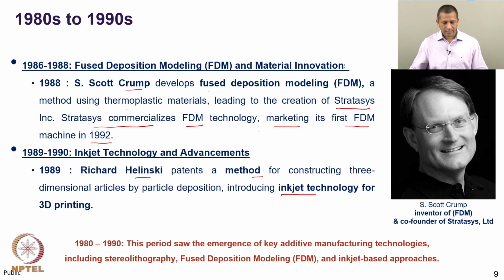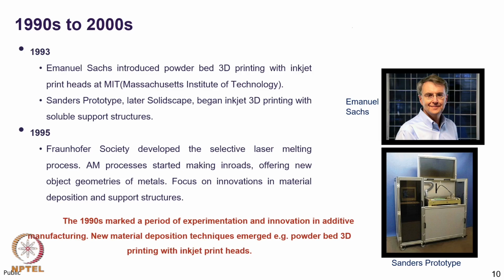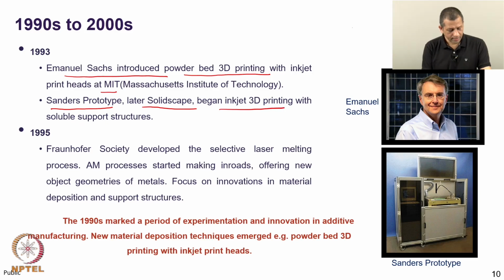Overall, the 1980s to 90s saw the emergence of key technologies of additive manufacturing, for example, stereolithography, fused deposition modeling, and inkjet-based approaches. In 1993, Emanuel Sachs introduced powder bed 3D printing with inkjet print heads at MIT. A company called Sanders Prototype was established, which was later called SolidScape. They began inkjet 3D printing with soluble support structures. In 1995, Fraunhofer Society developed the selective laser printing process.